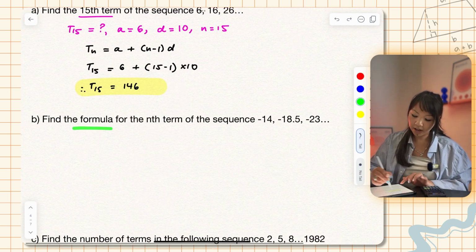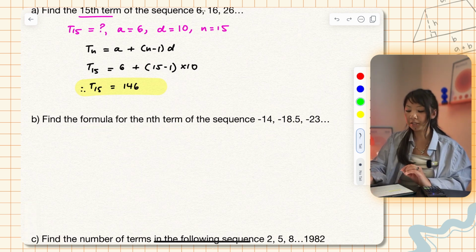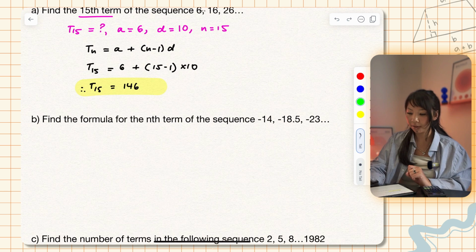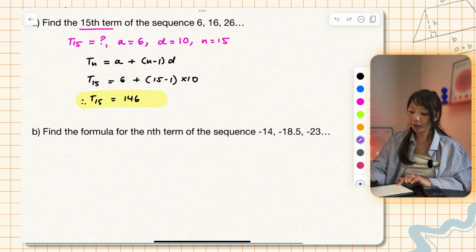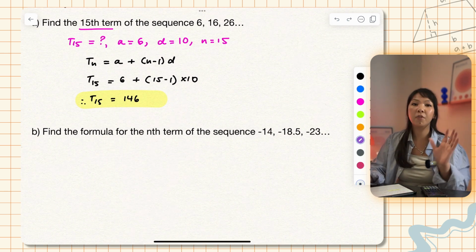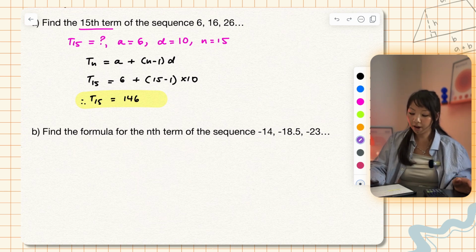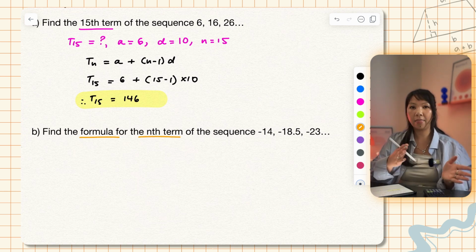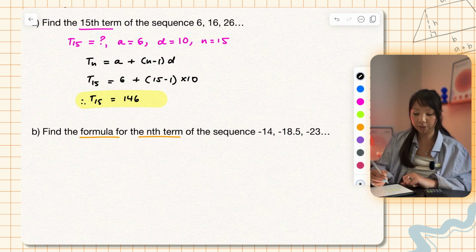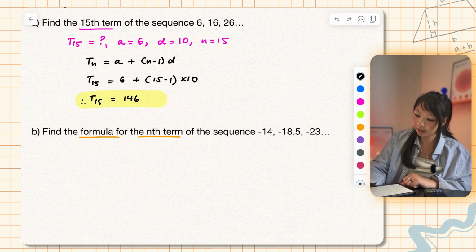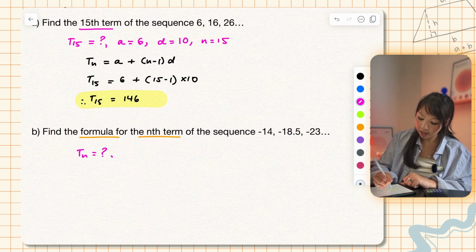All right, B, find the formula for the nth term of the sequence negative 14, negative 18.5, negative 23. So in this question, we're not looking for a specific term. We're not looking for the 50th term or the 10th term. We're finding a formula for the nth term. So whenever they ask for the nth term, it means we're essentially just looking for Tn. So we're looking for Tn, given that A is negative 14.